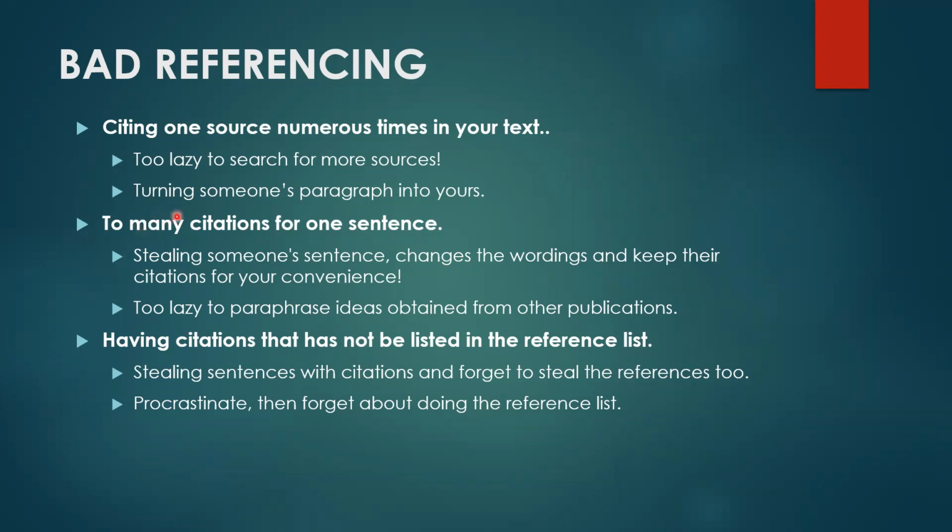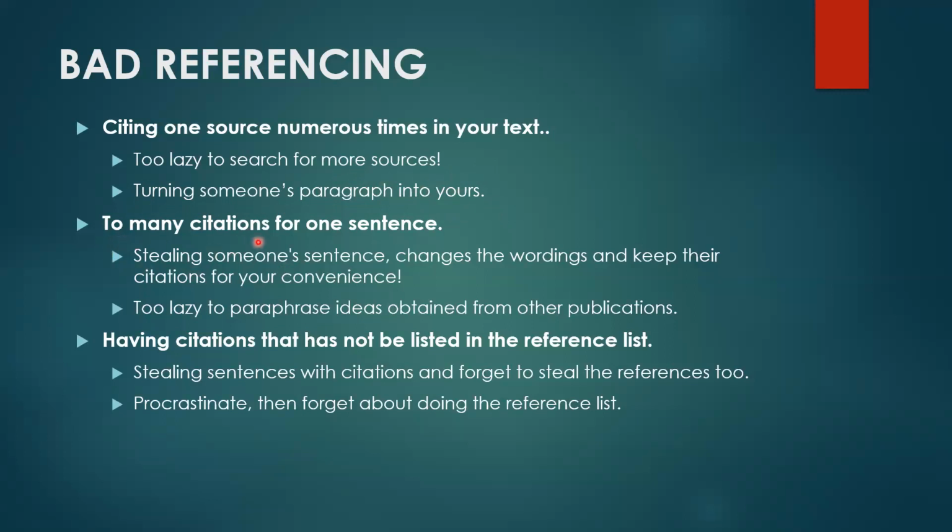So why are all these happening? You see students who are too lazy to search for more articles. When they stumble on one, they want to use that one for everything, or they turn someone's paragraph into theirs. What do I mean by this? You go to the internet, you find a nice paragraph, you just copy everything, you dump it into your document, chop off some sections, chop it off, chop it off, then you leave the citations. Once you keep on picking from that same paragraph, you end up having many.